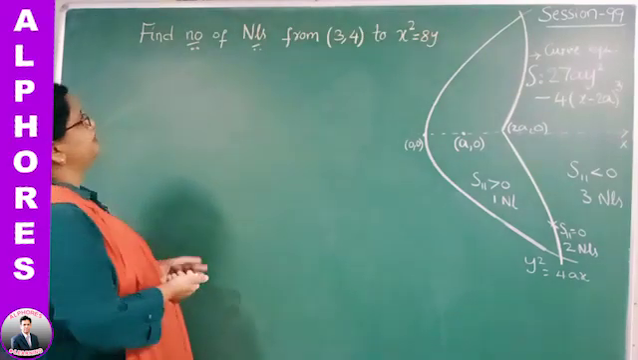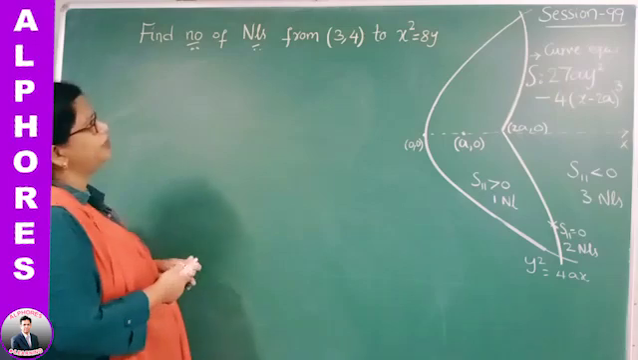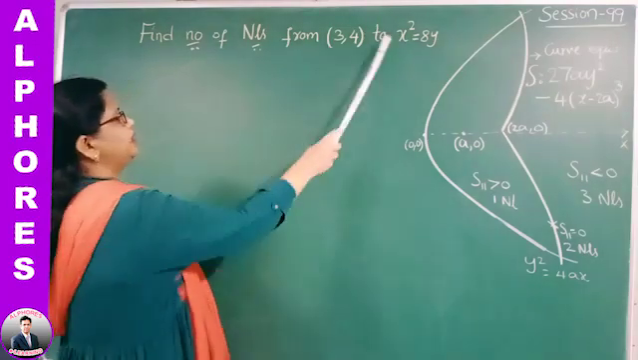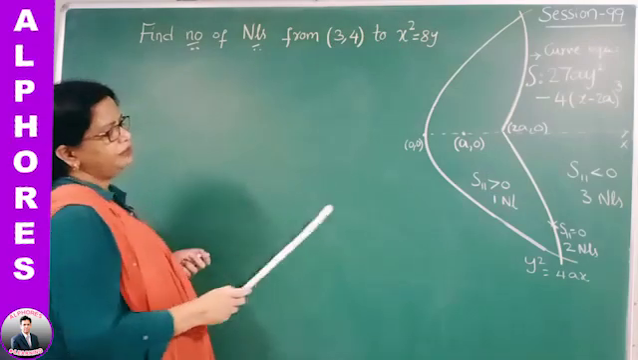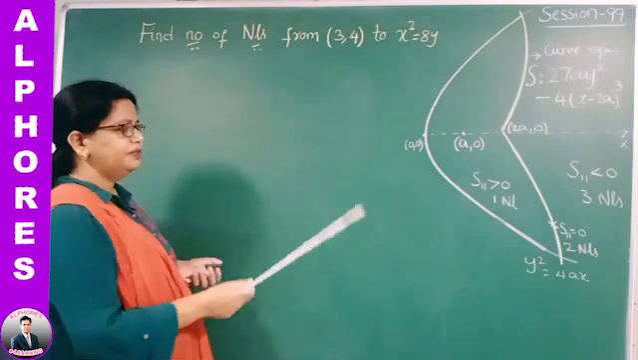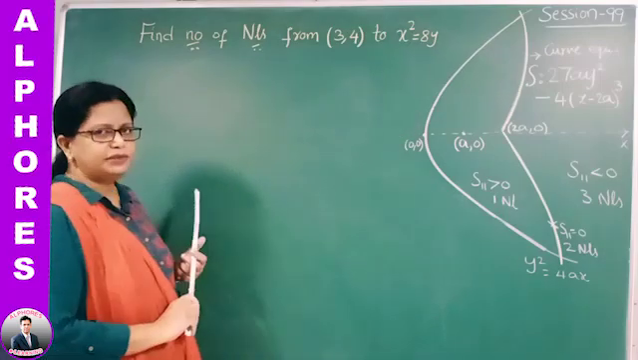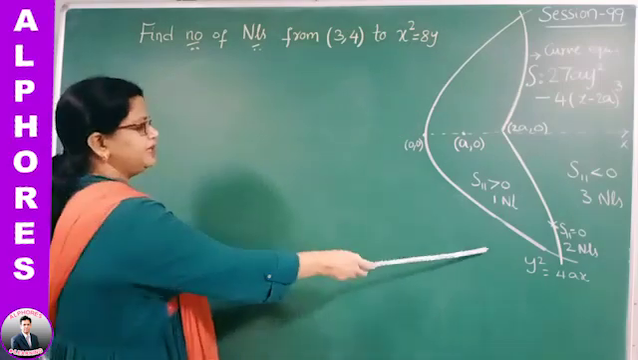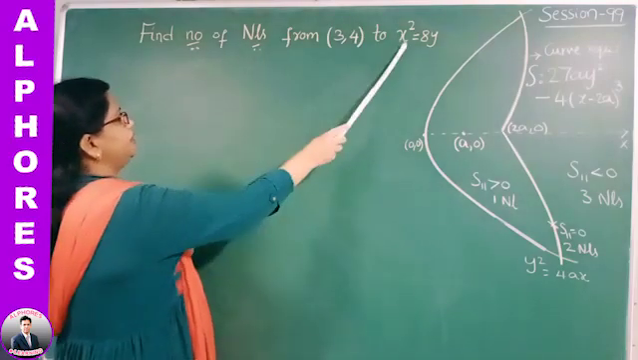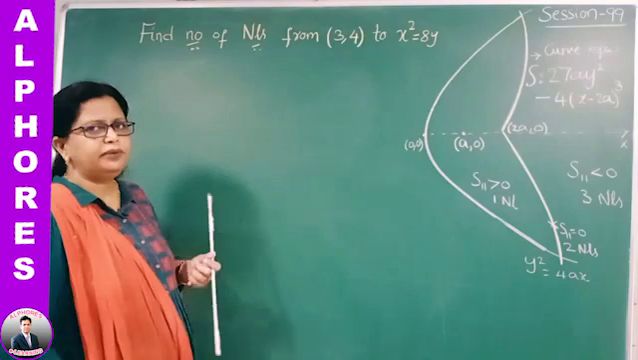Now let's observe this problem. Find the number of normals drawn from the point (3, 4) to the parabola x squared equals 8y. So far we have observed the standard form y squared equals 4ax, and taking the image concept, we also observed y squared equals minus 4ax. Now this one is nothing but the parabola x squared equals 8y.